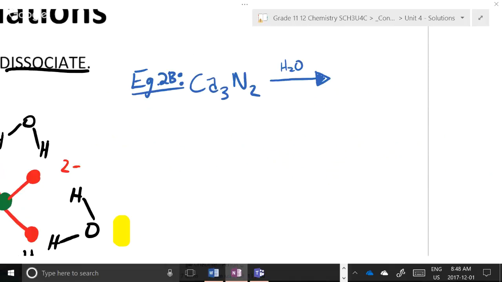And now, you can use the other periodic table that has the ionic charges on it. Because you don't have to know them off the top of your head. I'm not expecting you to memorize them. So what charge does calcium also have?